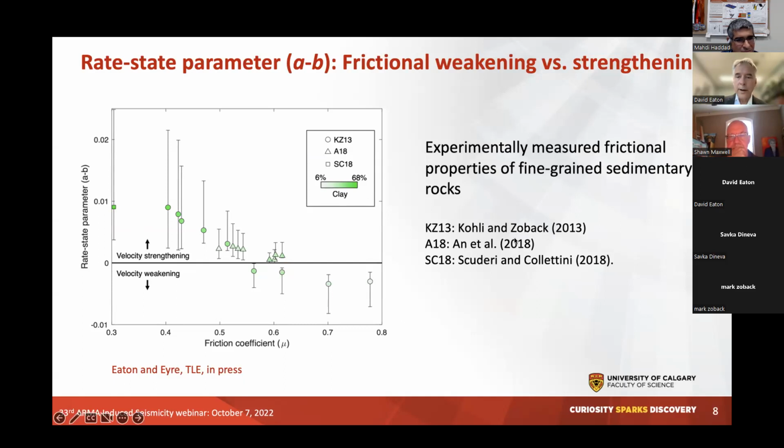Yeah. So if Mark Zoback is still online, he might be able to answer that a little bit better. I grabbed published measurements from shales and fine grain rocks from the publications that are shown here. Coley and Zoback actually looked at three different shale plays.